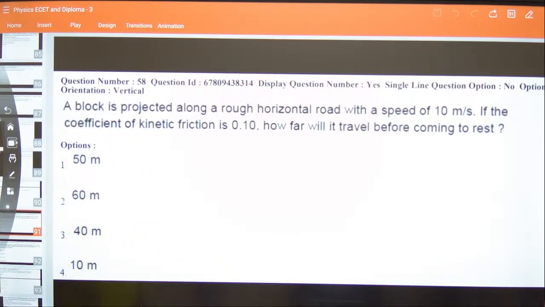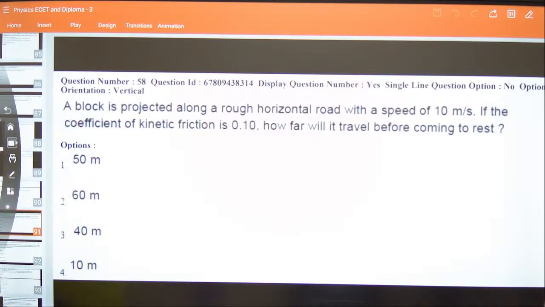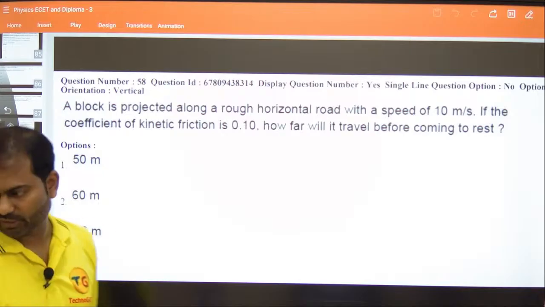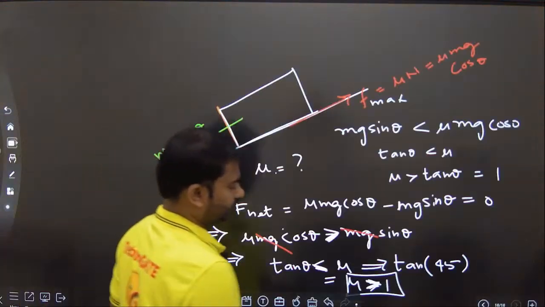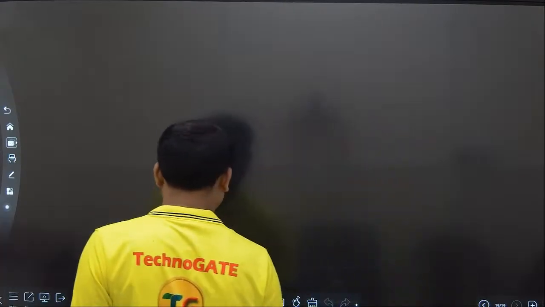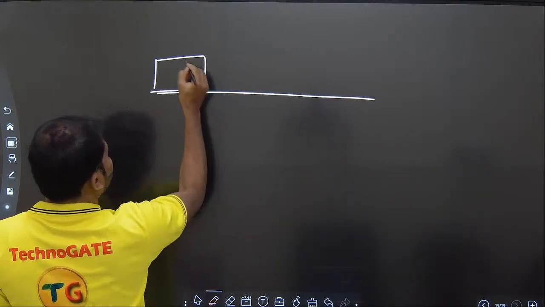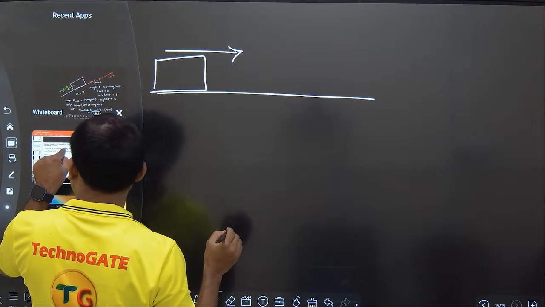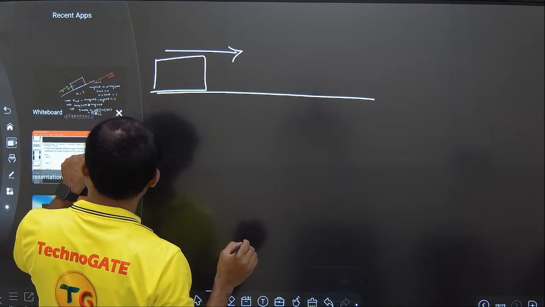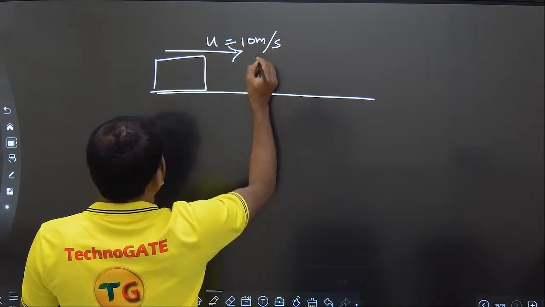So it is like this. A block is projected along a rough horizontal road. Projected doesn't mean anything special, it is just a horizontal road like this, and we place this block and give some push. So this particular block is projected along a rough horizontal road with a speed of 10 meters per second. So u is equal to 10 meters per second.